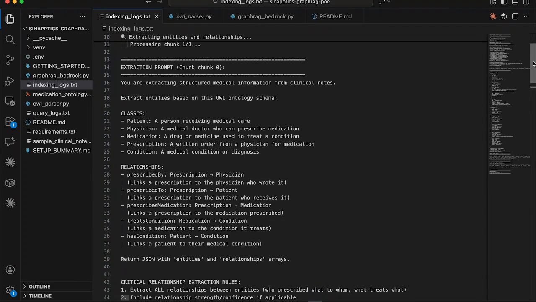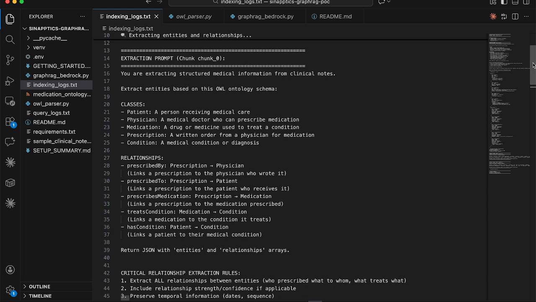This log file is first going to show you what kind of request is sent over to the LLM. If you remember, I said the RDFLib Python library is responsible for parsing and extracting the classes, which are the entities, and the relationships. This is done so that you can get a natural language description of classes. For example, in my ontology file, the OWL XML files, these are the entities: patient, physician, medication, prescription, condition. And then these are the descriptions of those: a person receiving medical care, and so on and so forth.